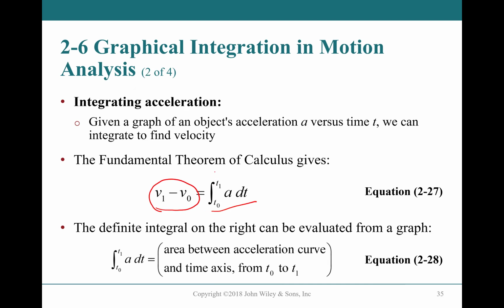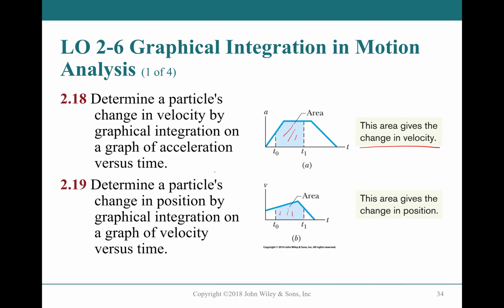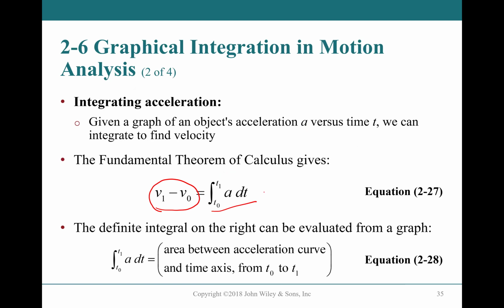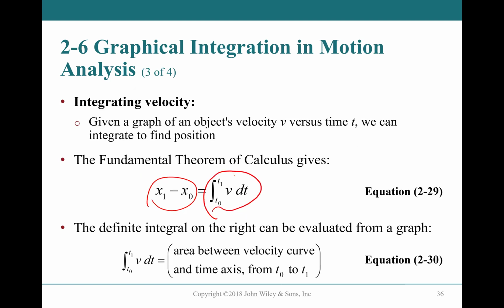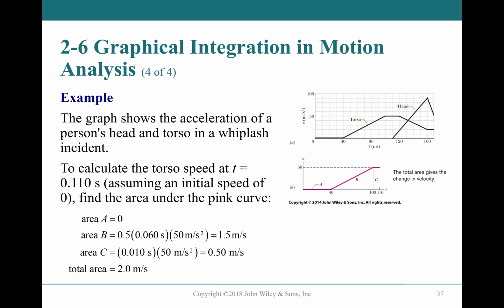So let's just go over the concept. Area under the a-t curve is change in velocity. The mathematical expression is this, and under the v-t curve is your position, and the mathematical expression is this. And of course, we have different curves, like a weird curve that looks like this. If you want to calculate the change of velocity during this amount of time, you have to calculate this area.